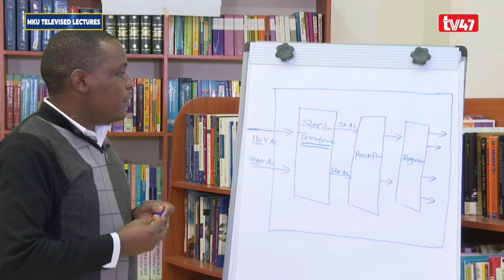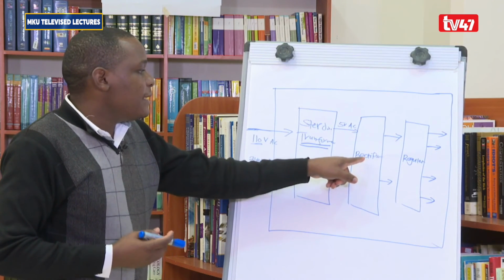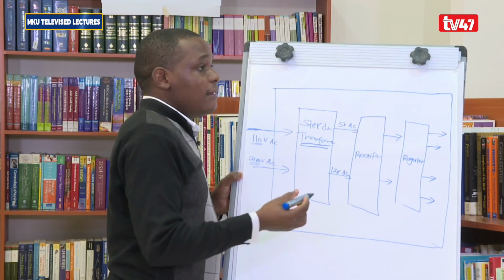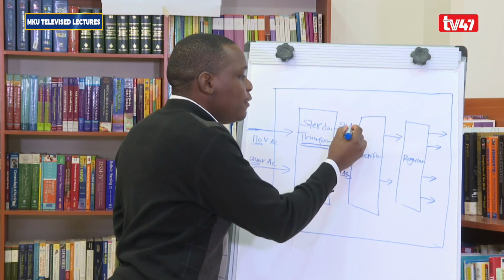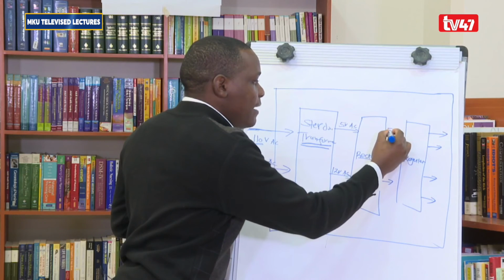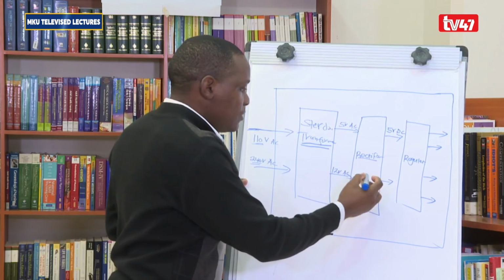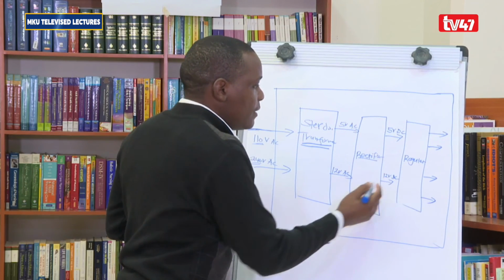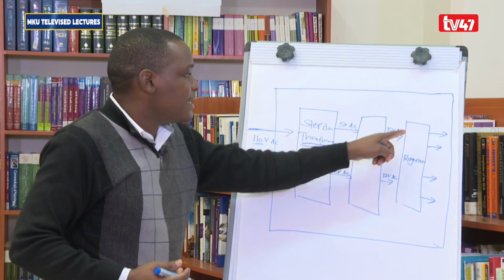When this voltage gets into the rectifier, the work of the rectifier is to convert the AC into DC, from alternating current into direct current. So 5 volts AC meets the rectifier, then it is converted into 5 volts DC, direct current. This one is converted into 12 volts DC. So the rectifier converts alternating current into direct current.